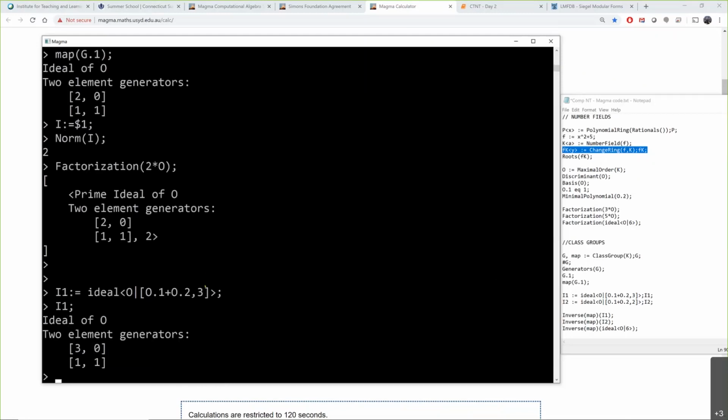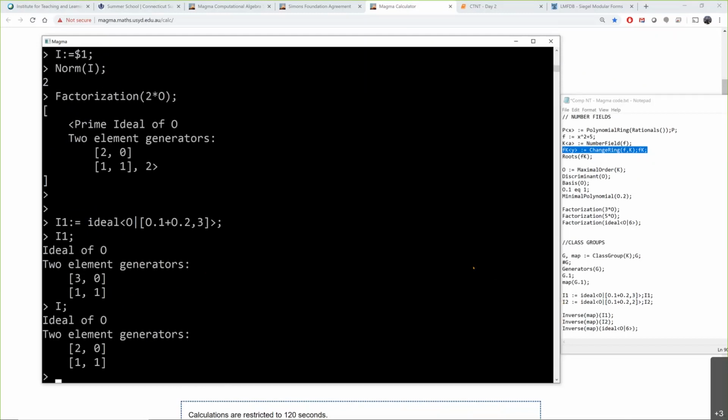Let's see what it says. Yes, that's an ideal above 3, and I'm going to do the same thing, but an ideal above 2. Well, I do have it. That's an ideal above 2. And then I'm going to send them back to the class group.